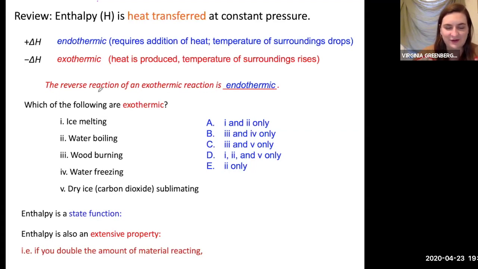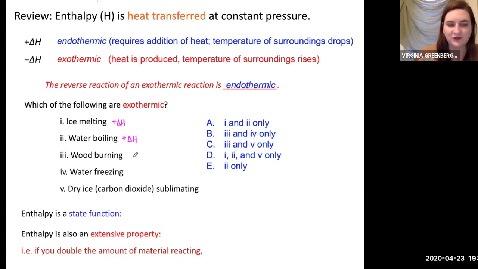Okay, so let's go ahead and look. So ice melting would be going from the solid to the liquid phase, and we would have to disrupt intermolecular forces. So we would have to put in heat. So this would be a positive delta H and be endothermic. The same goes for water boiling. We would be going from the liquid phase to the gas phase. So we'd have to disrupt a whole lot of intermolecular forces.